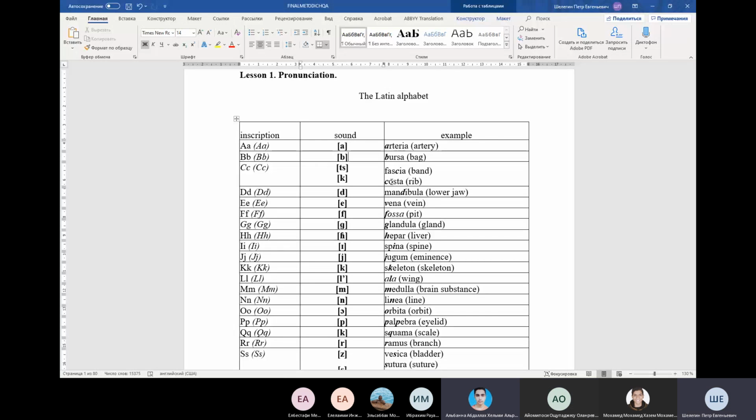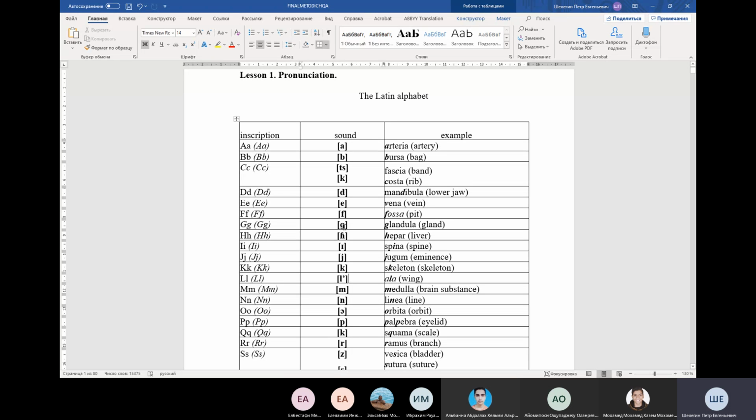And concerning this word, we must speak about a slightly different consonant, which is L. According to the rules of Latin pronunciation, the letter L is always soft, and that's why we say mandibula. Something like this.